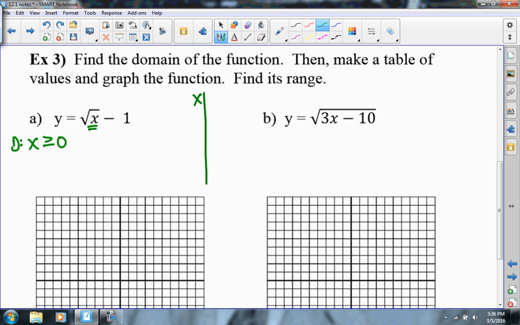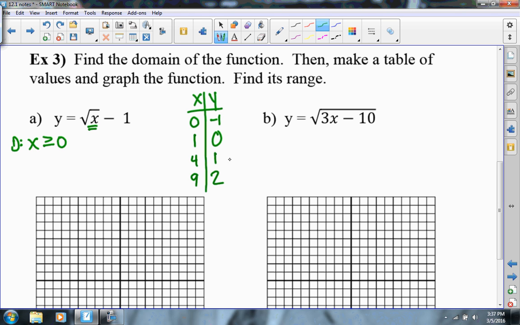And then I'll be able to start my table of values there. I'll make the table of values up here. So I'm going to start at 0. And then I'm going to pick other numbers that I know I can take the square root of, like 1 or 4 or 9. Those are all perfect squares. And since x is the only thing inside the radical, I just want those numbers. So the square root of 0 is 0, and then I subtract 1. The square root of 1 is 1, and then I subtract 1 and get 0. The square root of 4 is 2, and then I subtract 1 and get 1. The square root of 9 is 3, and then I subtract 1 and get 2.